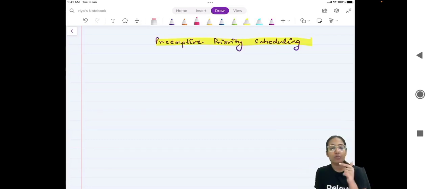So what we used to do in non-preemptive is, there is a process, you compare its priority with the processes in the ready queue and then execute. But in terms of preemptive, you also compare it with the priority of the process which is currently executing.